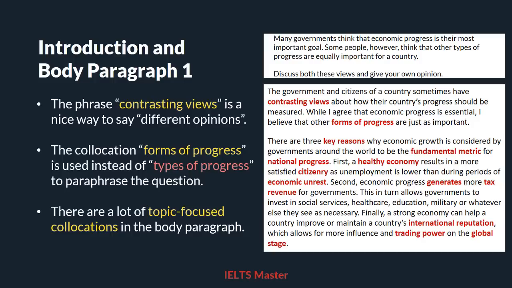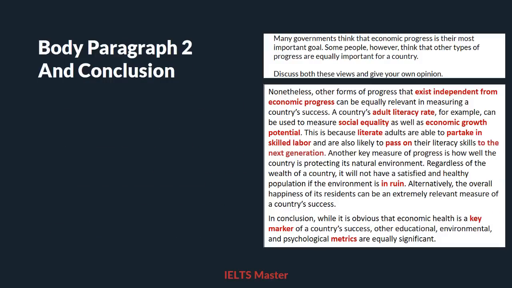All of these words, all of these expressions, all of these collocations are very closely linked to the topic of economic progress. I can't use them for an essay about education, for example. They're very closely linked to economic progress and this topic, and that's why they seem like very high-level vocabulary. All right, let's take a look at some more examples of high-level vocabulary. Next, we have body paragraph 2 and the conclusion.